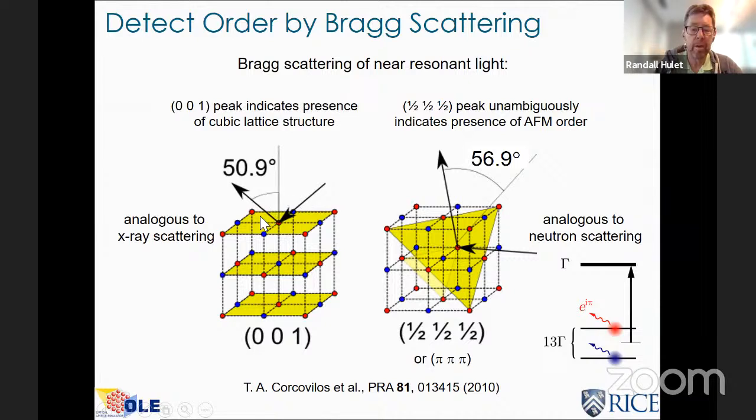I'm going to show the results of scattering at both of these angles and show you that we can use Bragg scattering in atomic physics in the same way that people do Bragg scattering in condensed matter physics: analogous to X-ray scattering, where we're spin insensitive, or analogous to neutron scattering, where people can detect magnetism because neutrons have a magnetic moment and thus can produce a spin-sensitive Bragg scattering peak.